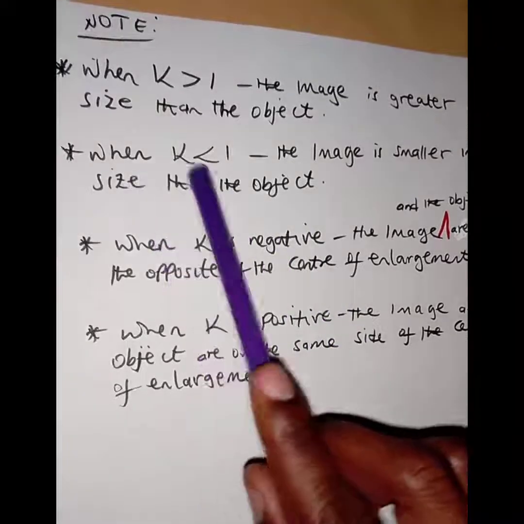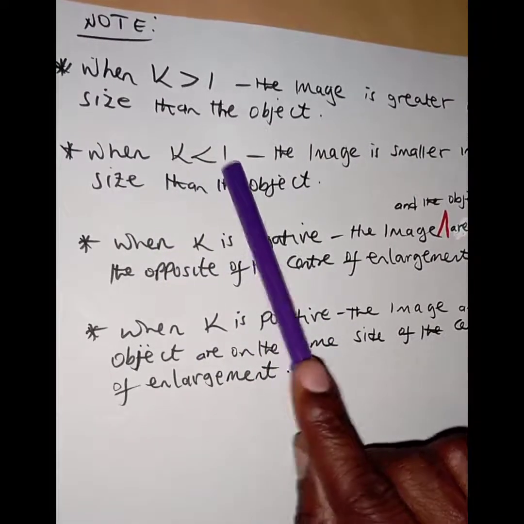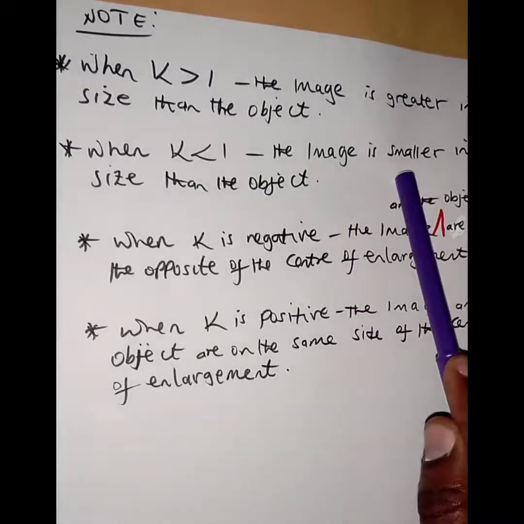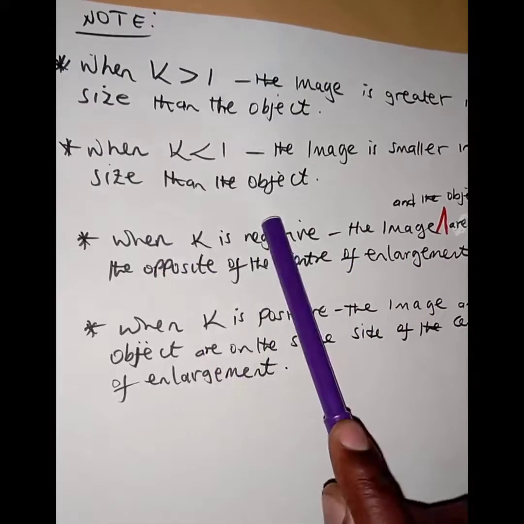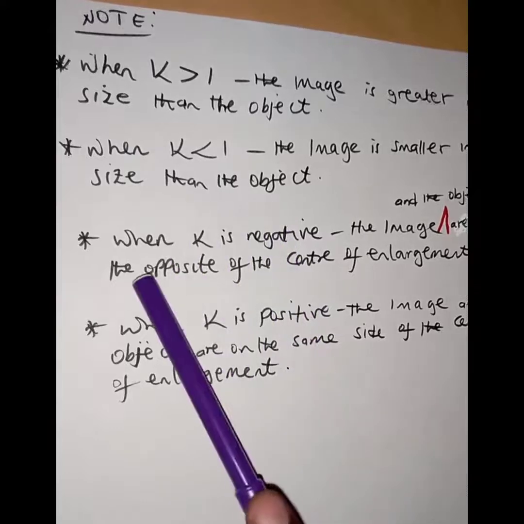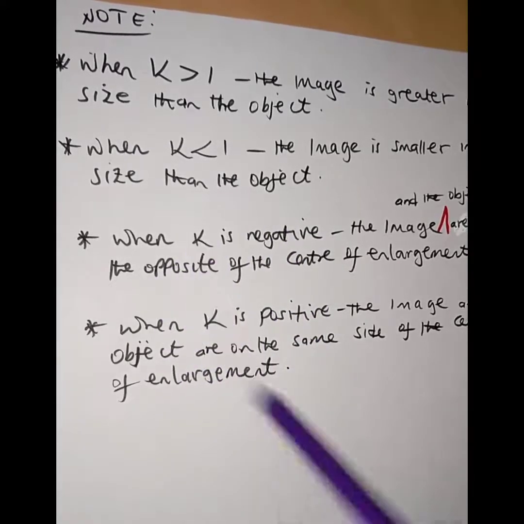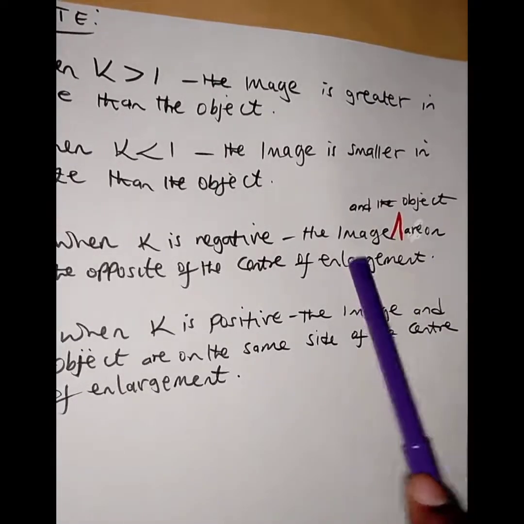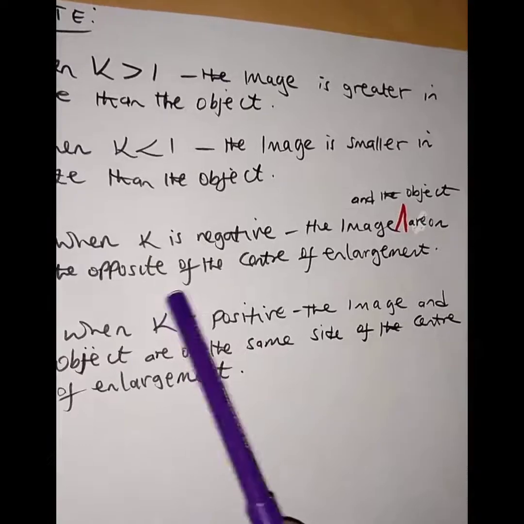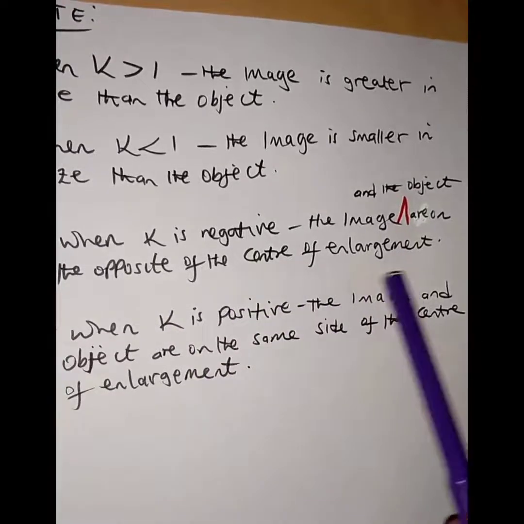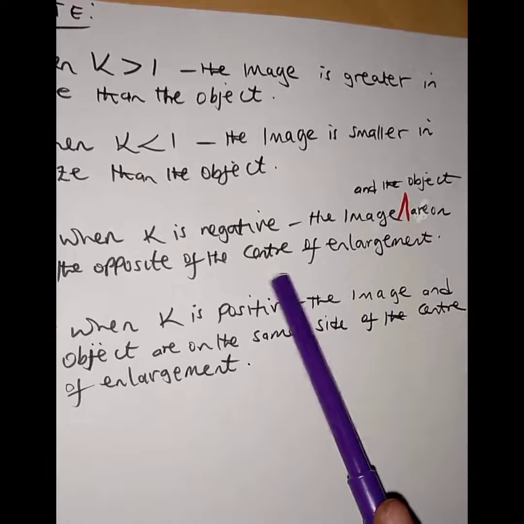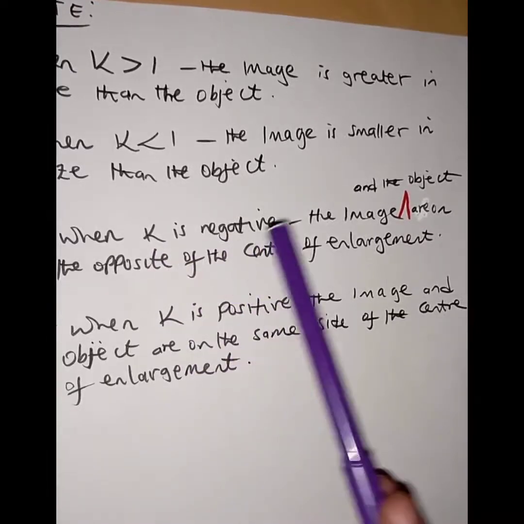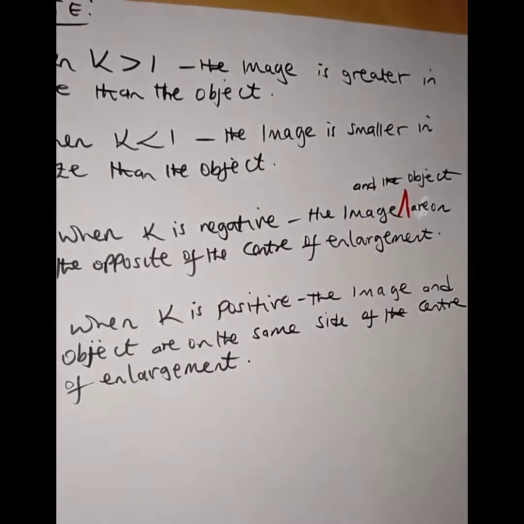Then, when the scale factor k is less than 1, the image is smaller in size than the object. Take note. Then, when k, which is the scale factor, is negative, the image and the object are on the opposite sides of the center of enlargement. So after I've identified the center, when the scale factor k is negative, you'll find that the object will be on the other side, on the opposite side to the image. They won't be on the same side.